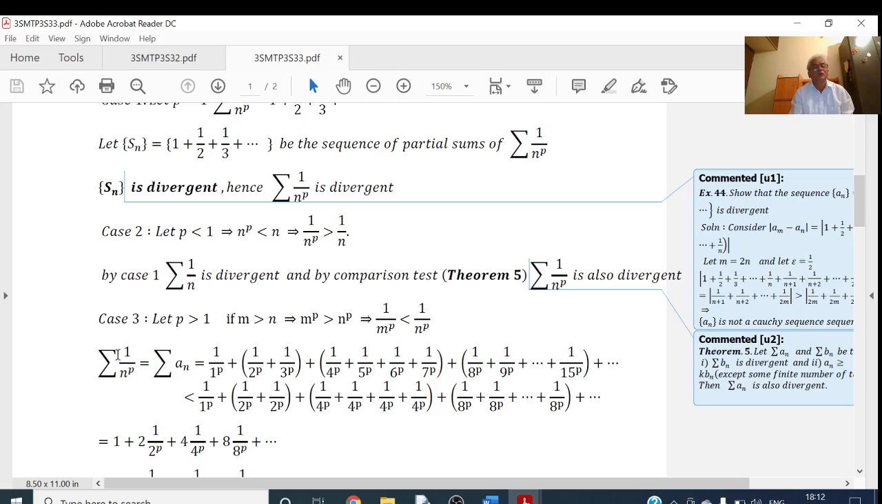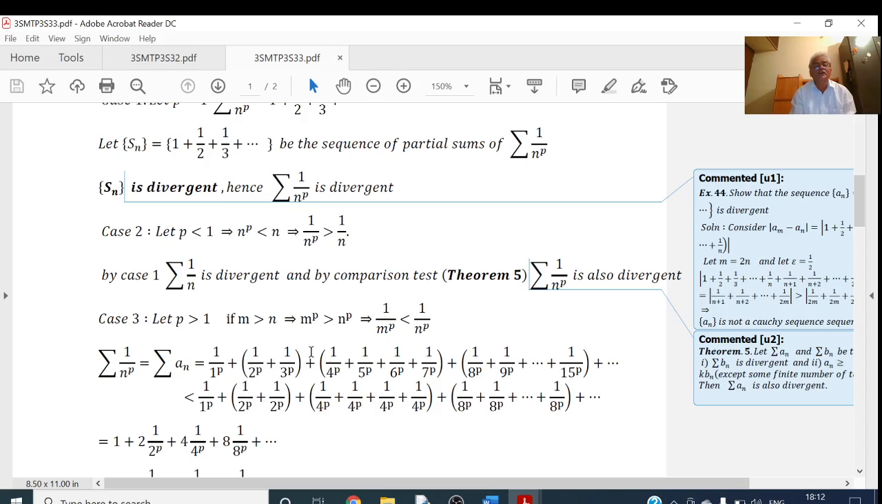Now I will consider this, sigma 1 by n to the power P. This is equal to sigma an equal to 1 by 1 to the power of P plus 1 by 2 raised to P plus 1 by 3 raised to P plus 1 by 4 raised to P plus 1 by 5 raised to P and so on. Now I will group the terms here. That is, I will take this as a single term, plus I will combine these two terms, 1 by 2 raised to P plus 1 by 3 raised to P.